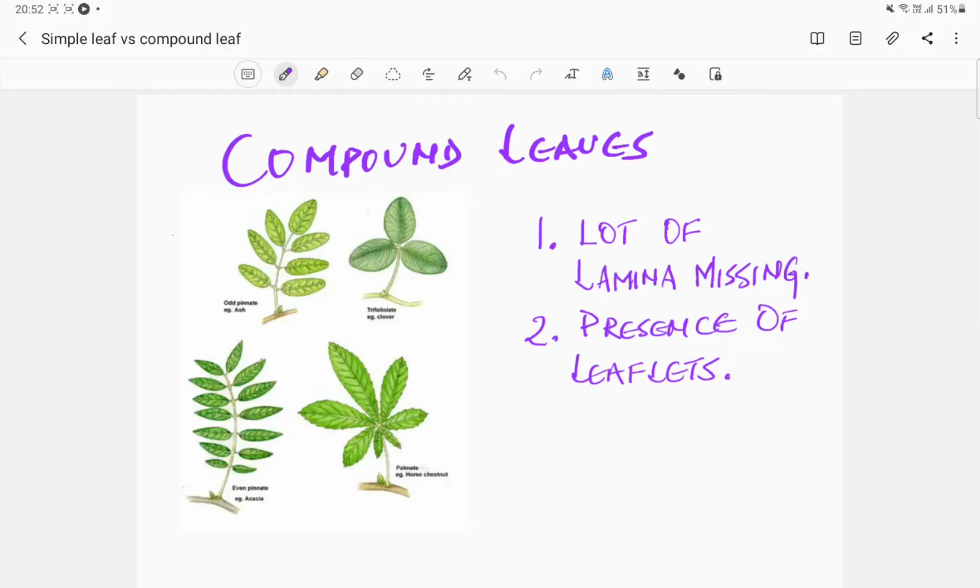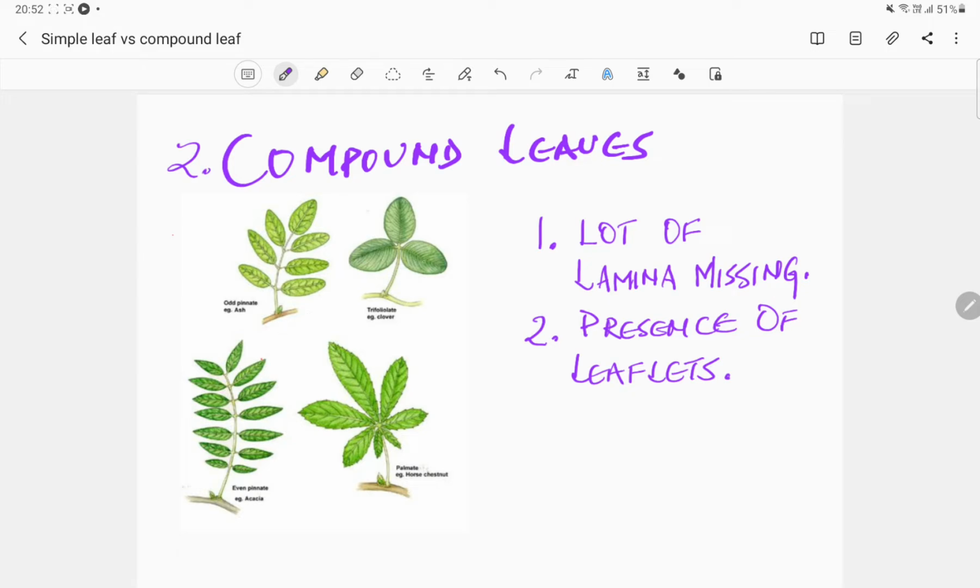Hello, in our previous video, we learned about the different types of leaves and we studied the first type of leaf, which is known as a simple leaf. In this video, we will learn about the second group of leaves, which are called the compound leaves.